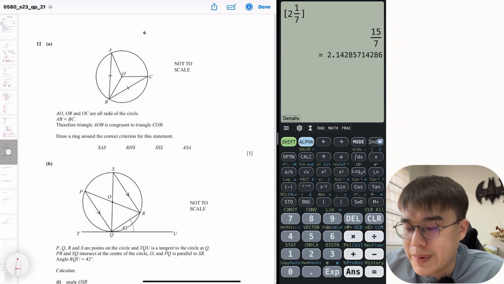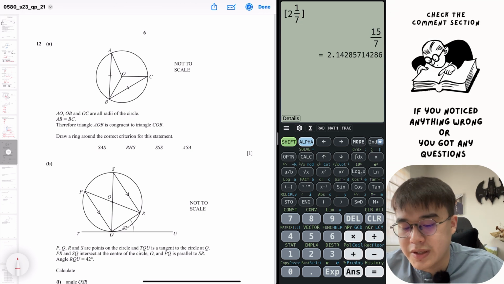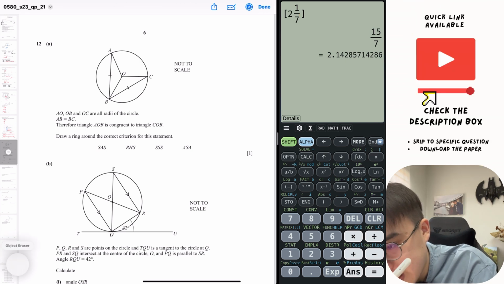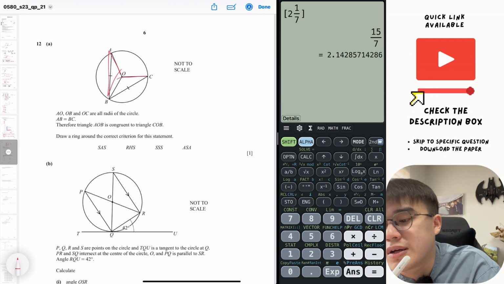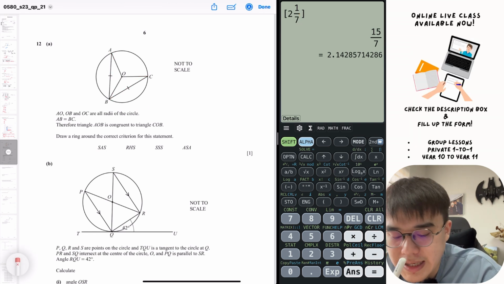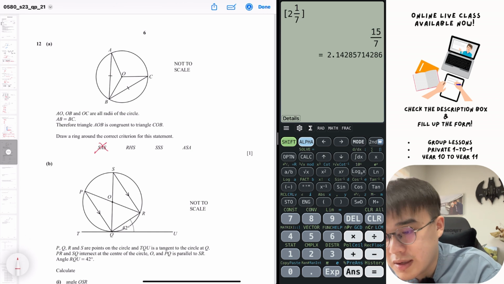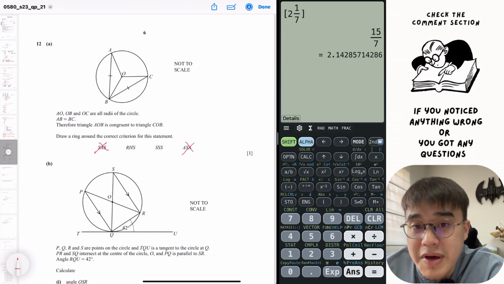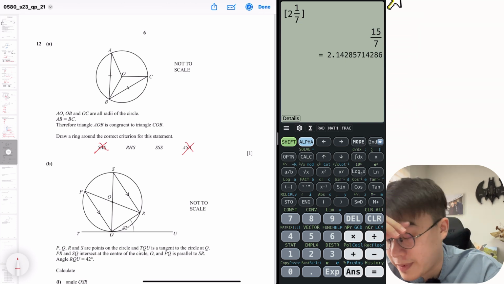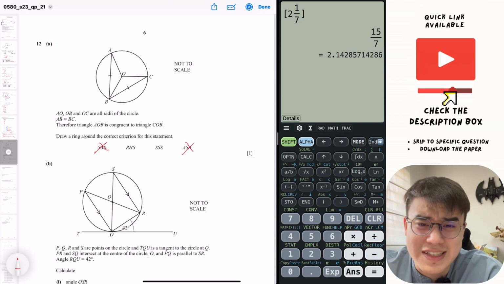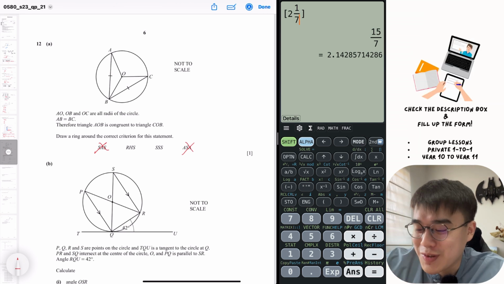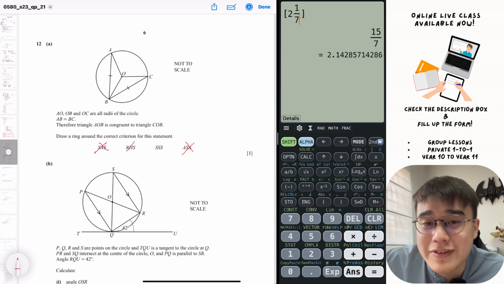Okay, so which correct criterion for the statement? So they said AOB is congruent to COB. So they're referring to this triangle is same as here. Okay, first of all, I will rule out everything that has A, because all this while they didn't mention anything about the angle, so I can't use angle as part of my proving. And then RHS means what? Right hand side.